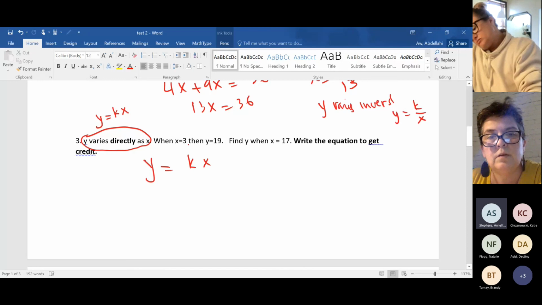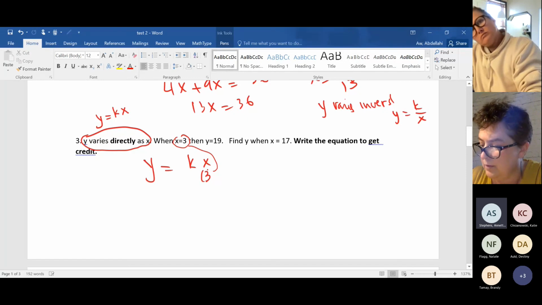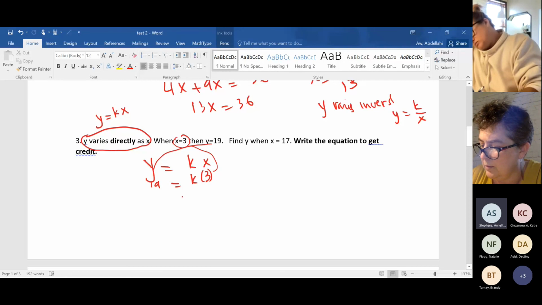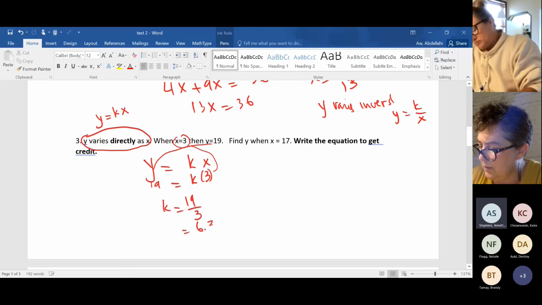Now, the first piece of information right here allows me to find k. I put 3 here for x. I put 19 for y. I get 19 equals 3k. So k equals 19 divided by 3, which is about 6.3.